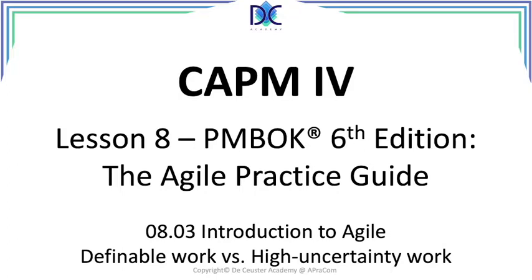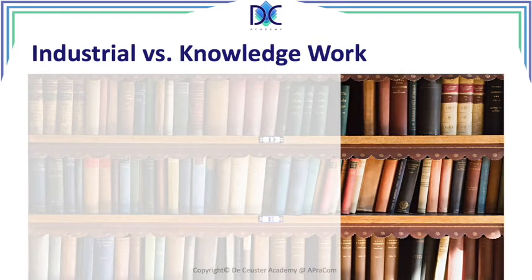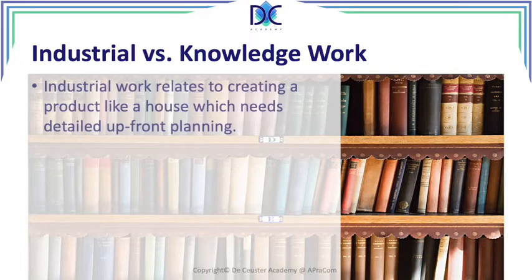And in this next video about the Agile Practice Guide, I will talk about the difference between definable work and high uncertainty work. Those are two important definitions that explain in a way why an agile or an adaptive approach is more suitable in certain occasions. Let's have a look at the difference between industrial and knowledge work.